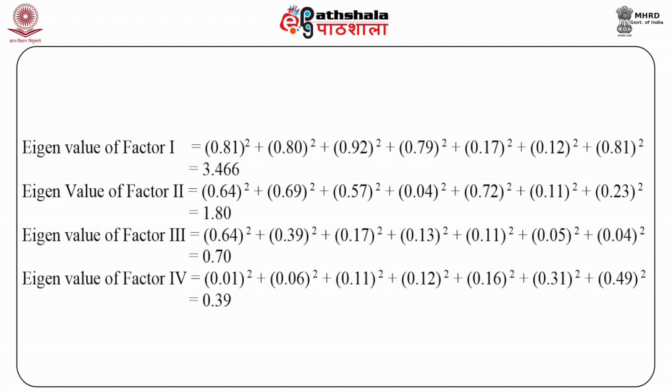The eigenvalue of factor 4 is equal to 0.01 squared plus 0.06 squared plus 0.11 squared plus 0.12 squared plus 0.16 squared plus 0.31 squared plus 0.49 squared, making the value 0.39. Since only those factors are accounted for whose eigenvalue is 1 or more than 1, only factor 1 and factor 2 will be extracted. Hence, only two factors can be extracted from the given factor matrix.